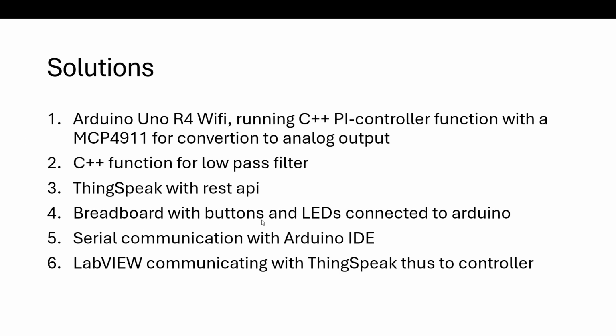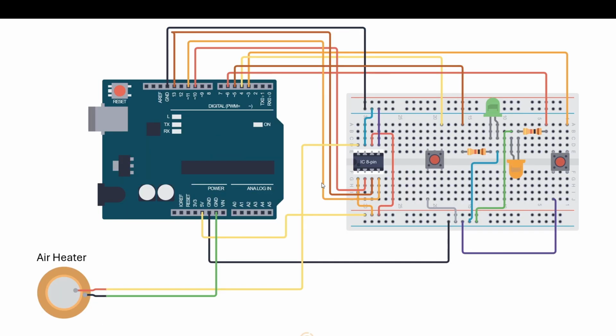Then breadboard with buttons we will take a look at now. Here it is. This is the DAC unit, then 2 buttons, 2 LEDs with their own resistors, all wired to the Arduino Uno, and then this is voltage to the air heater, and this is the grounding of the air heater.